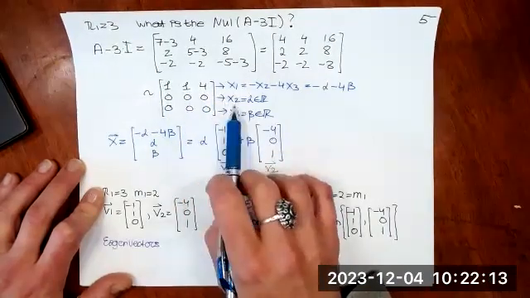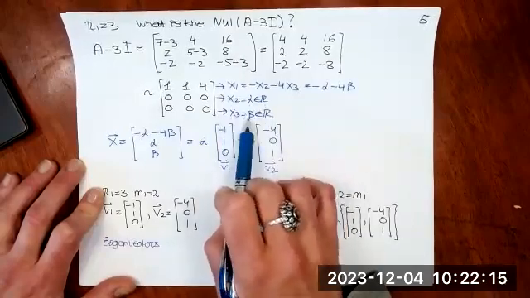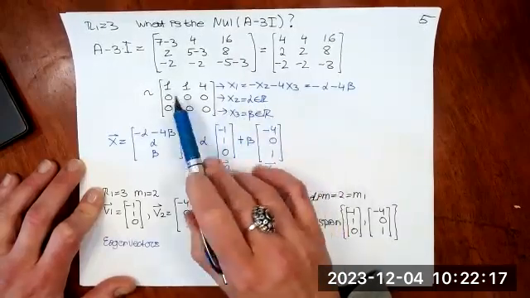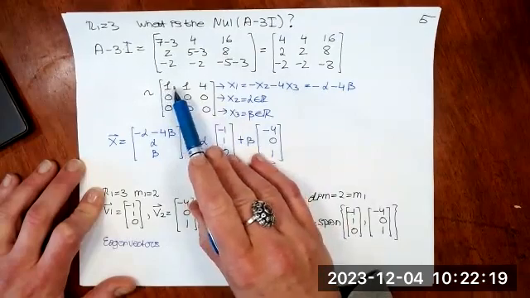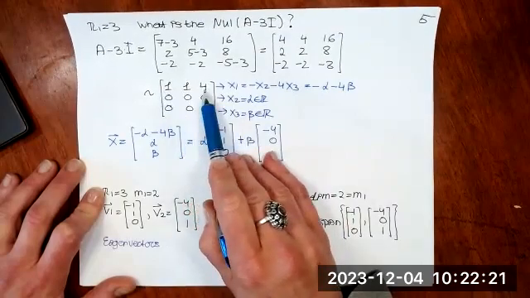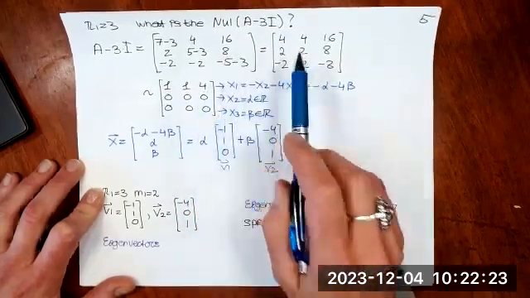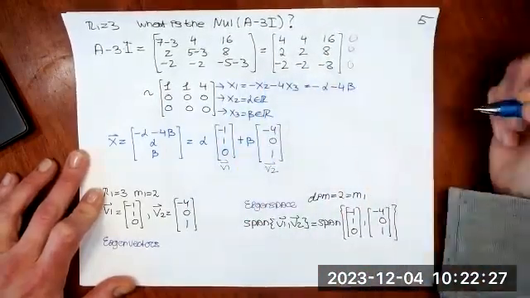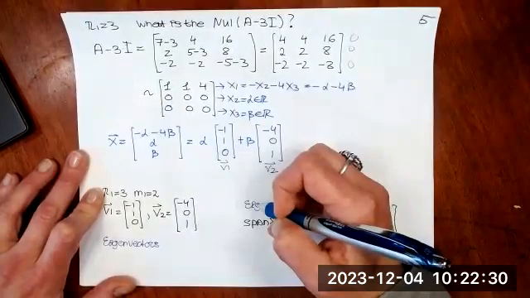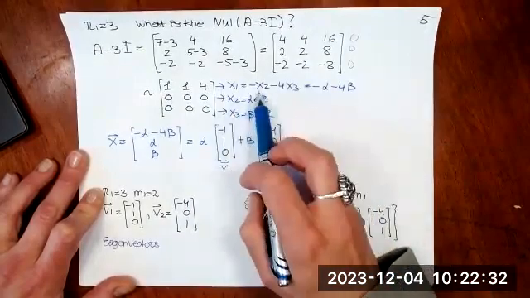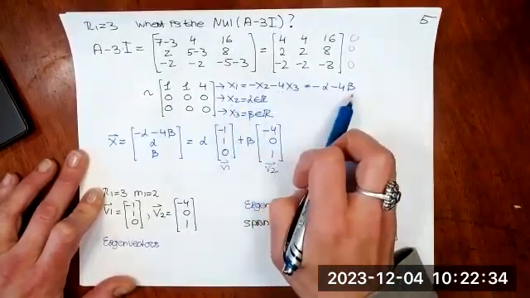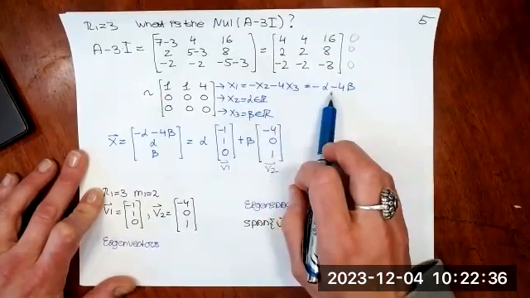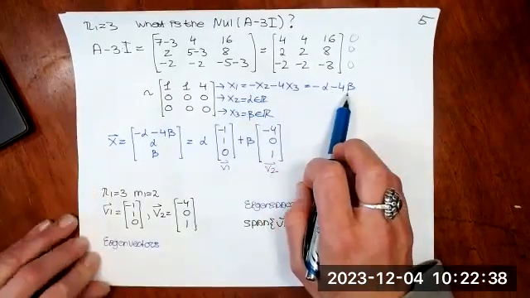So I can say x2 is alpha, a real number, and x3 is beta, a real number. And then x1 is minus x2 minus 4x3, because I'm solving a homogeneous system. So basically I have zeros here that I'm not writing. So x2 is alpha, x3 is beta, and x1 is minus alpha minus 4 beta.